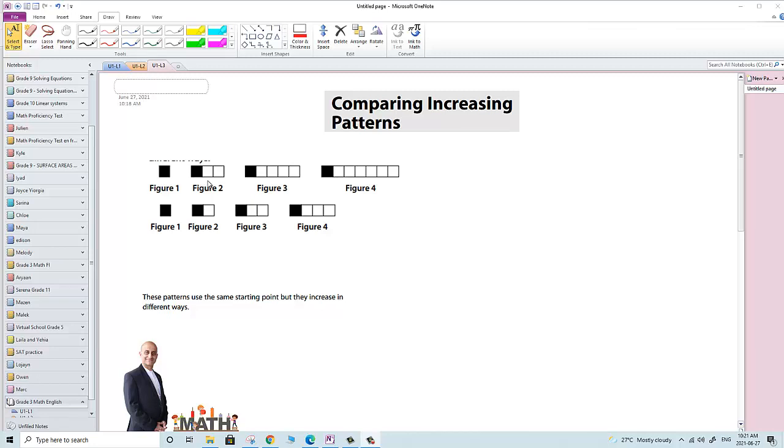Good morning, student. Now we have a new lesson called comparing increasing patterns. How can I compare between two increasing patterns?